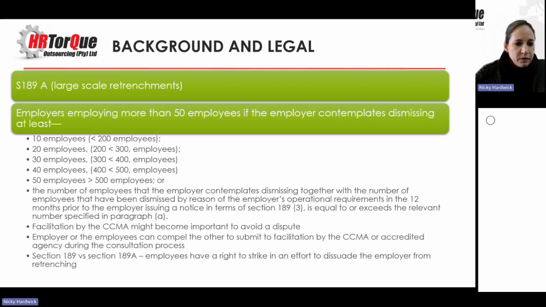Now, just also remembering that we've got Section 189 versus Section 189A. In terms of Section 189A, which is the large-scale retrenchments, employees then have the right to strike in an effort to dissuade the employer from retrenching. So there are certain rights that are given to employees under a large-scale retrenchment that are not necessarily given to employees in a small-scale retrenchment. All of those things become important when you start to plan how we're going to go forward.